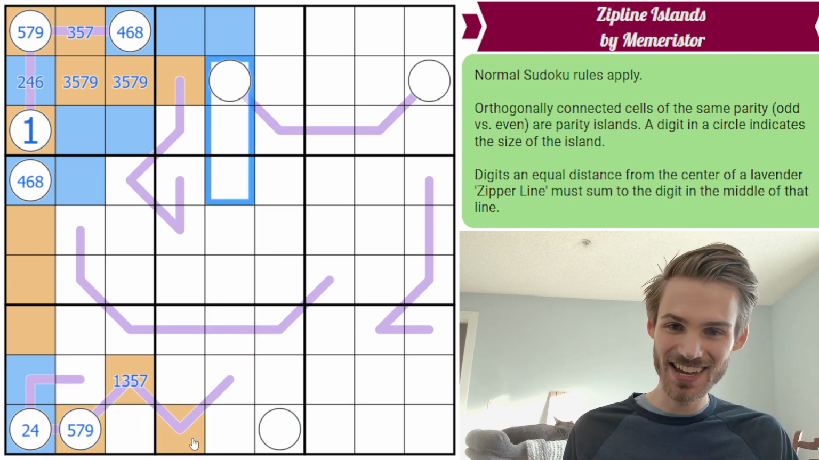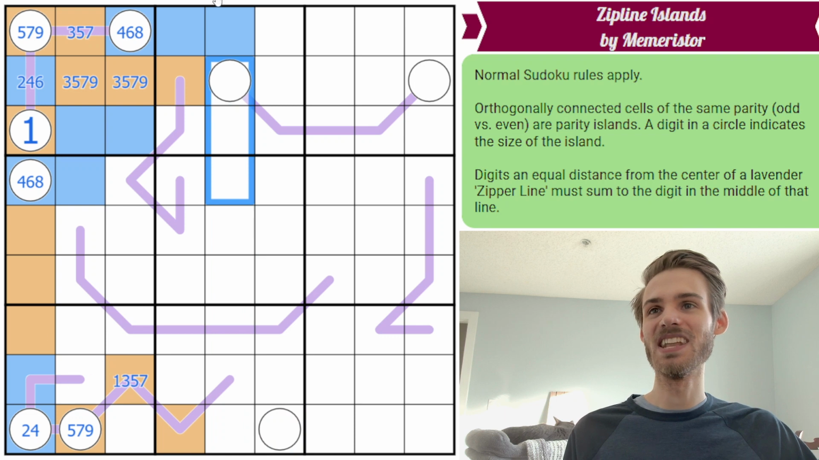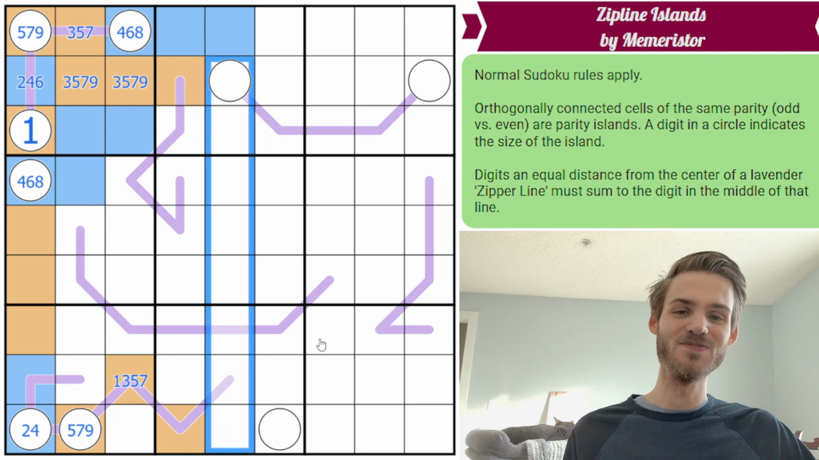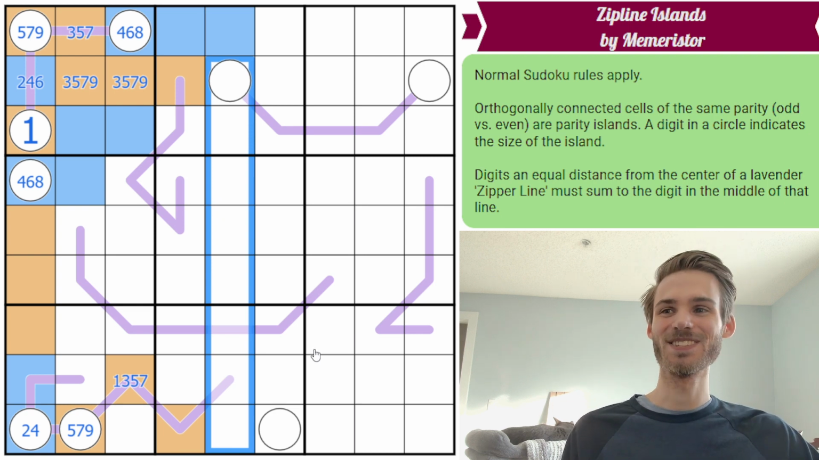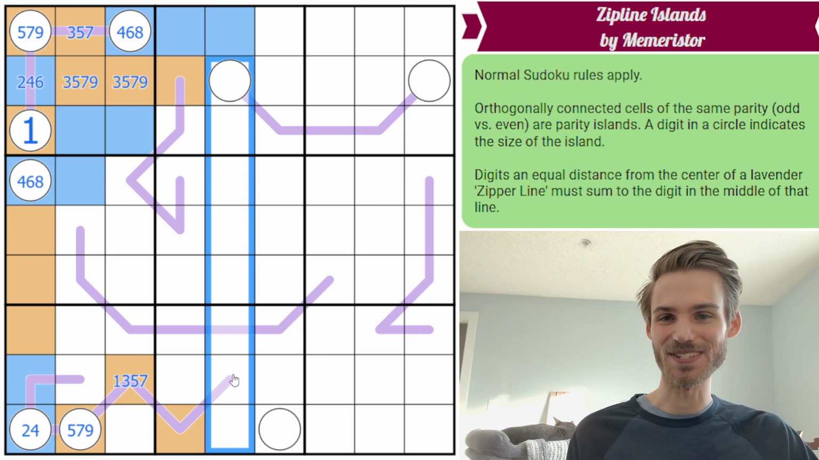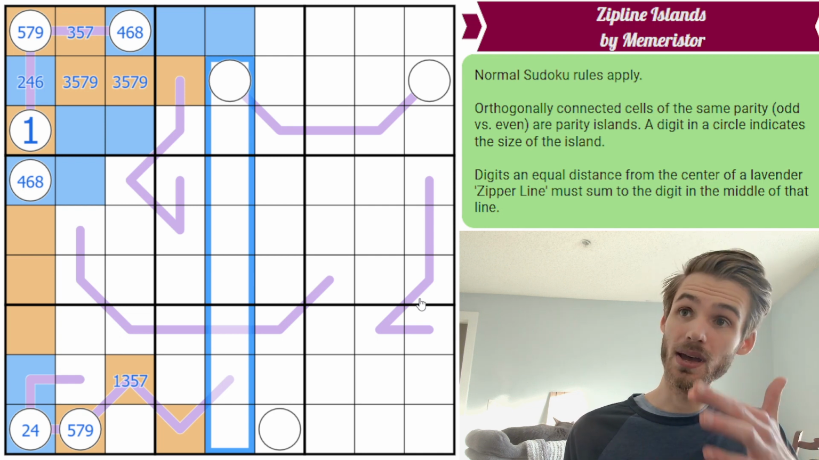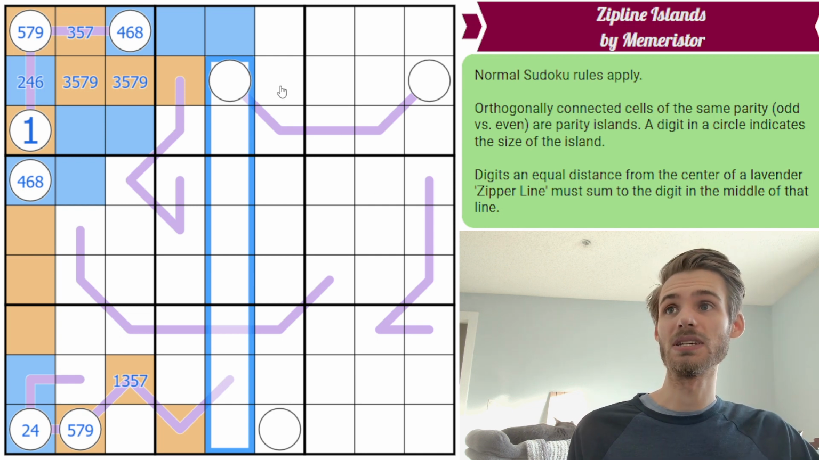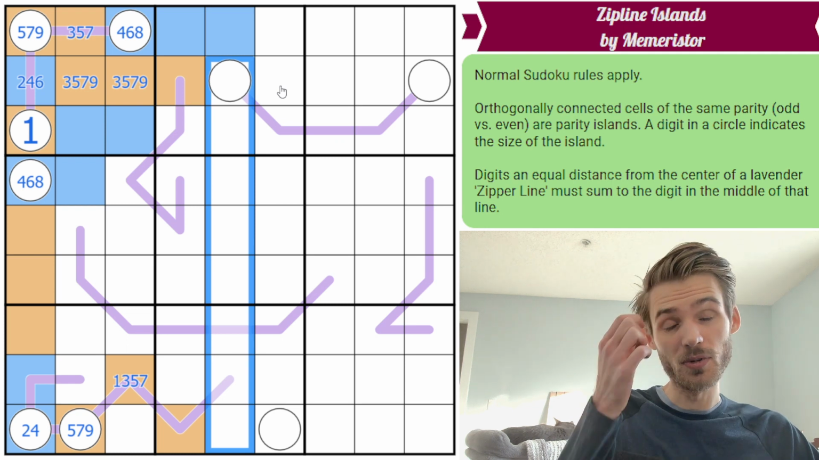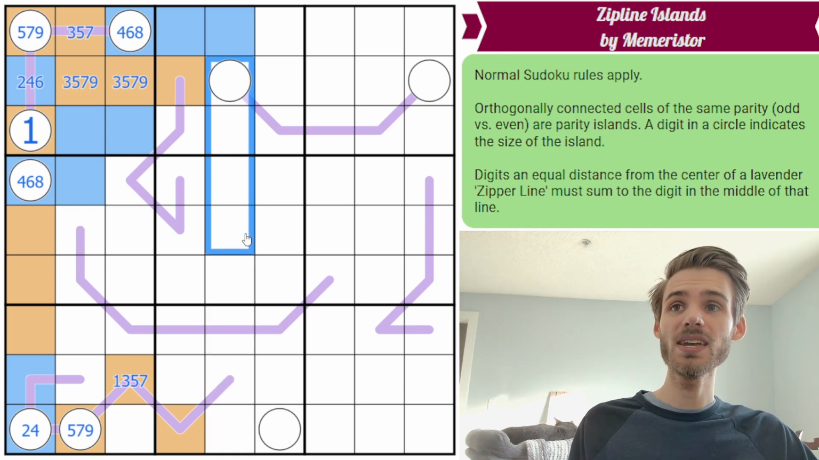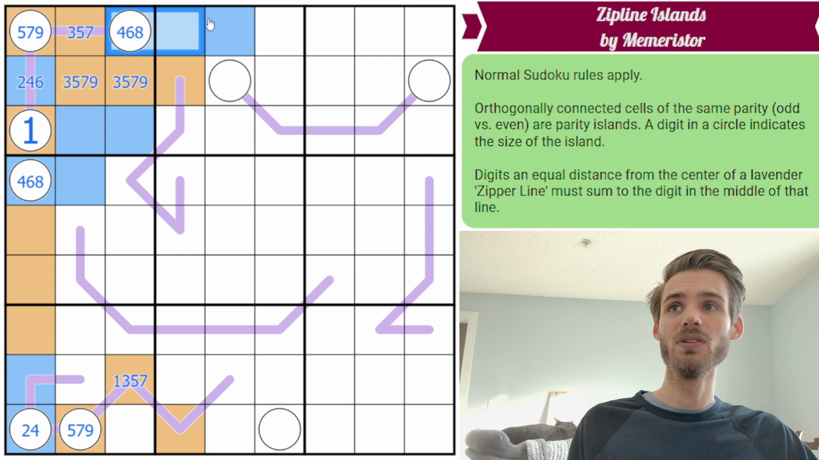But again, I was kind of enamored with this idea of building these giant parity walls that sort of interact with the islands interestingly, which is a difficult idea to wrap your head around. But once you start to understand it and play with it, it makes a lot more sense. So we can't get out of this box through column 5.